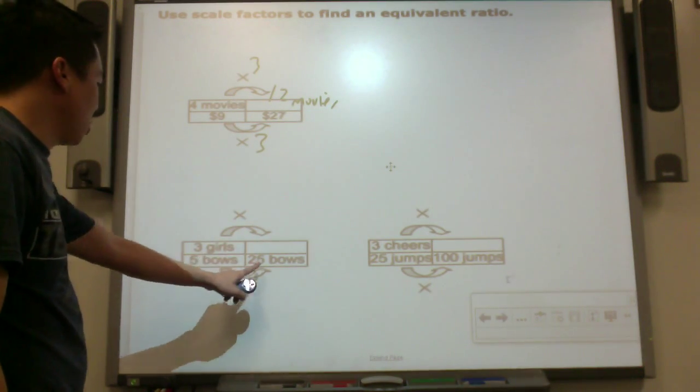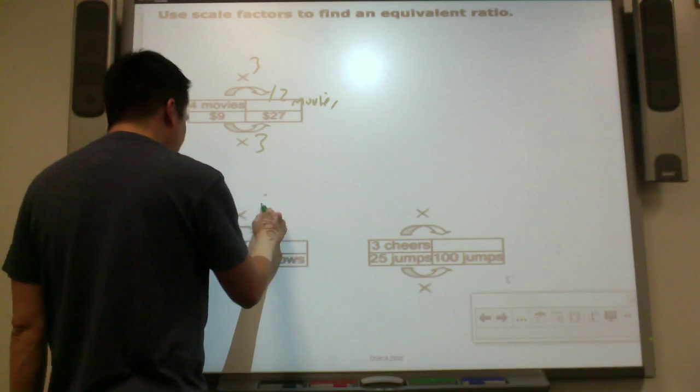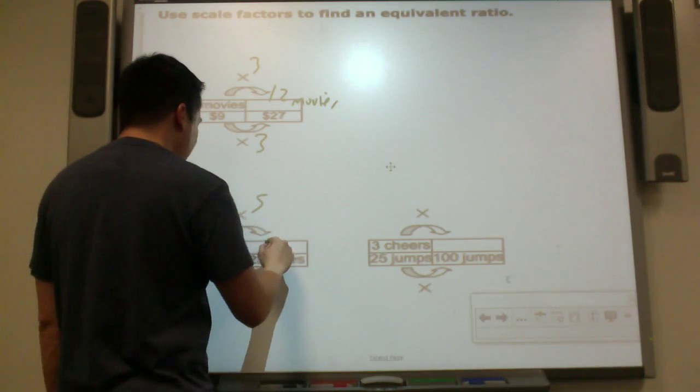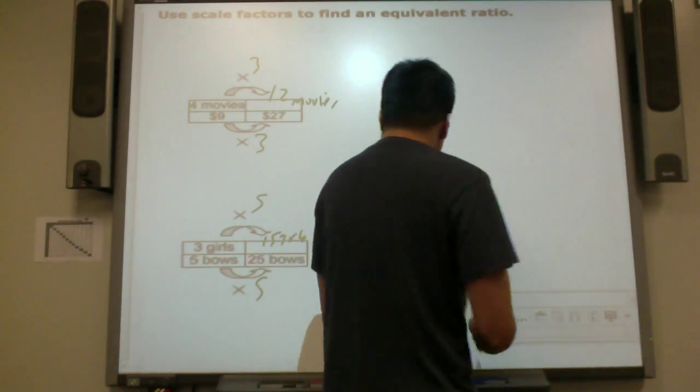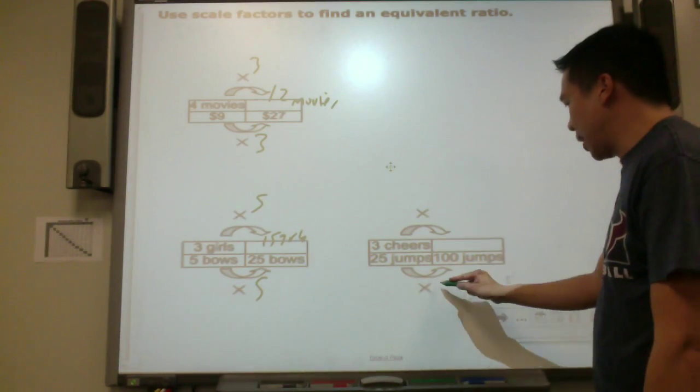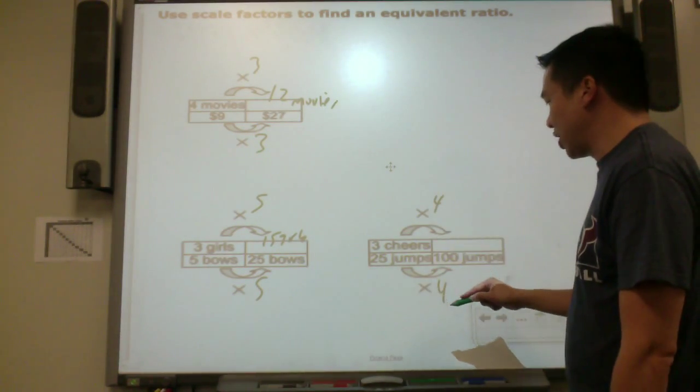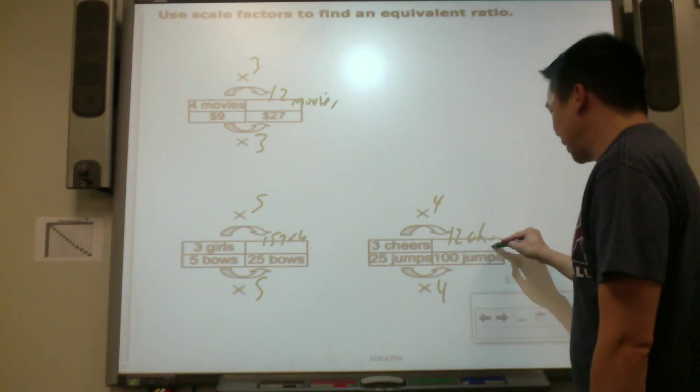And this one, 5 bows is 25 bows, multiplied by 5, scale up by 5. 3 girls times 5 is 15 girls. And that equals their equivalent. 25 jumps to 100 jumps. I multiply by 4. 3 cheers times 4 is 12 cheers. They are equivalent.